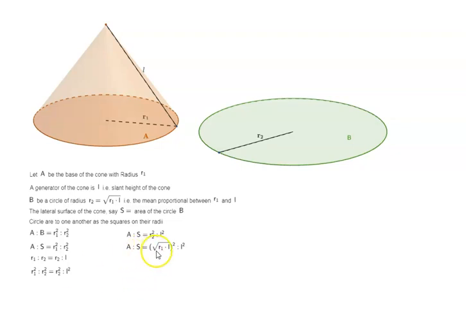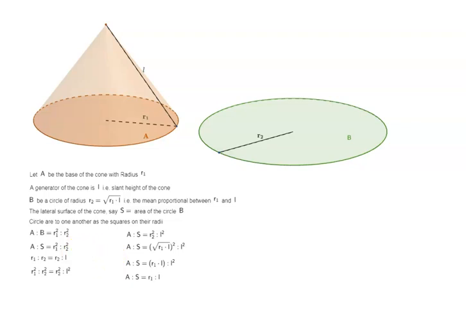We get A is to S is equal to (square root of R1 times L) square is to L square. Simplifying it, we get A is to S is equal to R1 times L is to L square. And simplifying it further, we get A is to S is equal to R1 is to L.